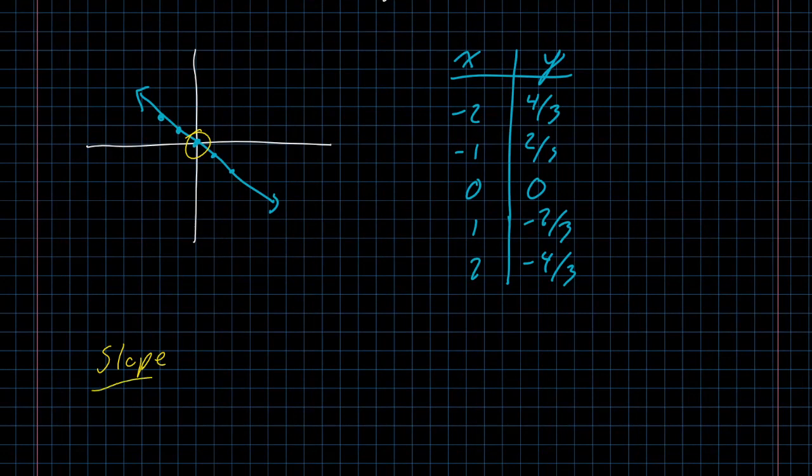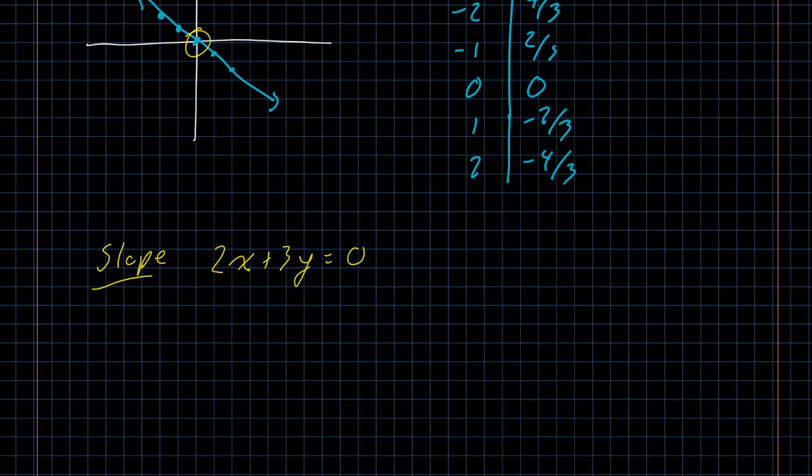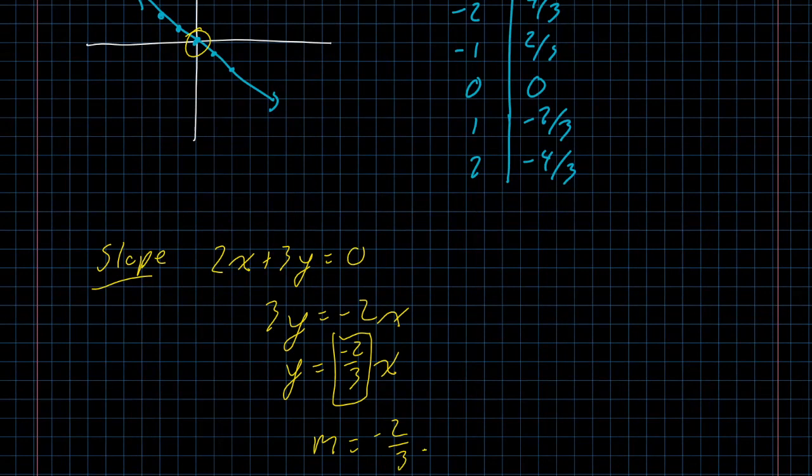Of course, you're familiar with the slope of a line. There are several ways you can calculate slope. My favorite is to rearrange the equation to be in slope-intercept form and then read the slope right off of the equation like that. The slope of this line is -2/3.